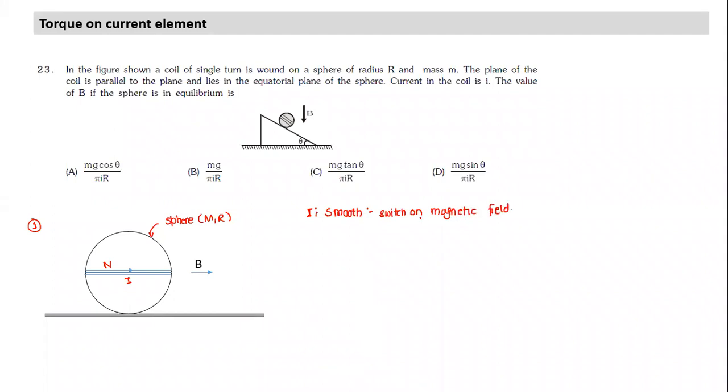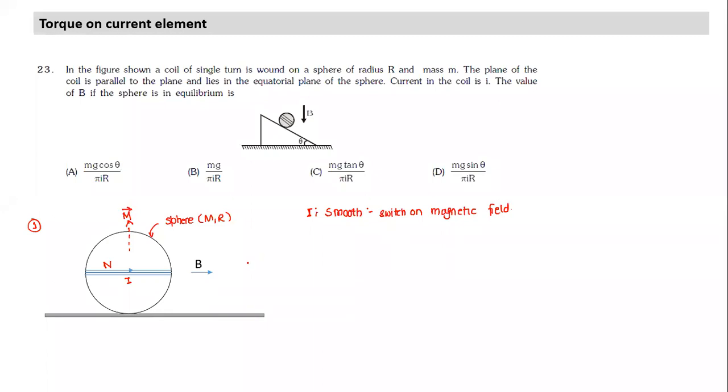As soon as we switch on the magnetic field, the current is flowing, so on the front side the current in the coil is going like this, and on the back side it will go in the other direction. If you mark the direction of magnetic dipole moment using the right hand thumb rule, it will be in the vertically upward direction if the coils are in the horizontal plane.